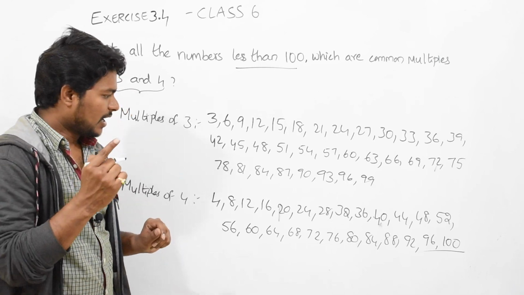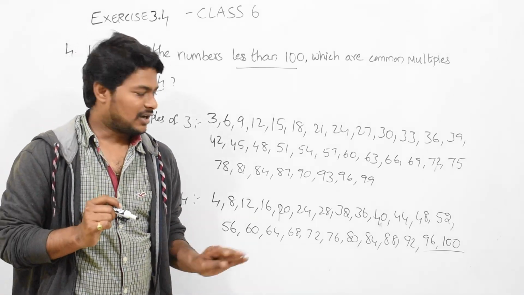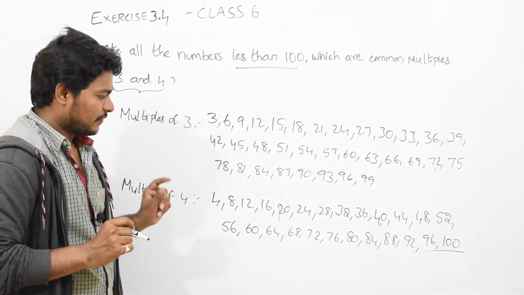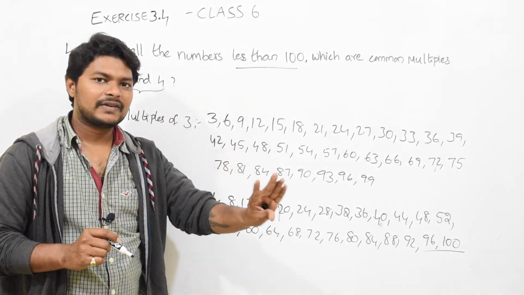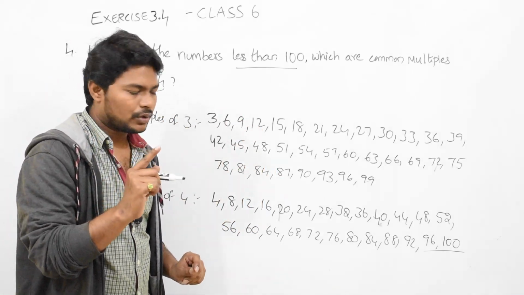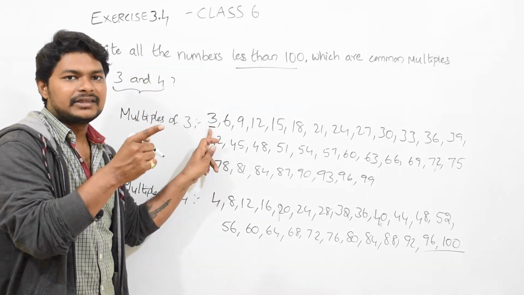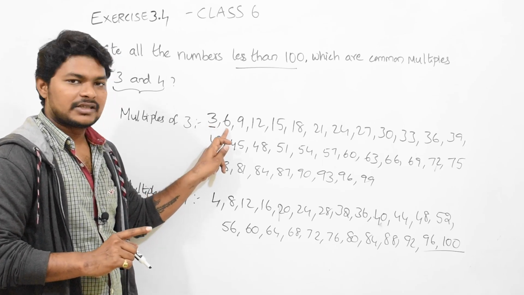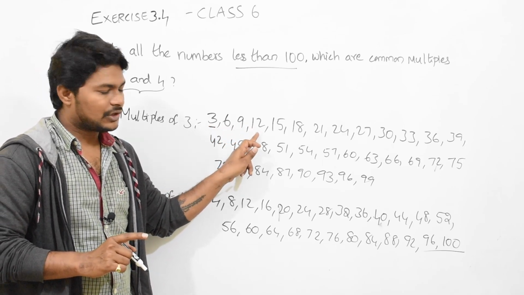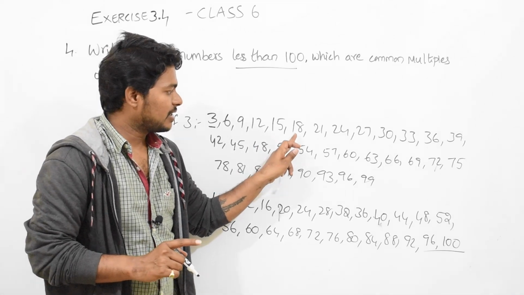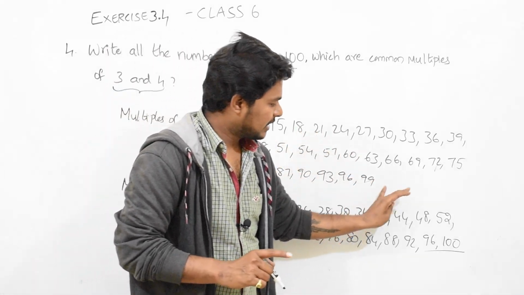I will tell you one shortcut for how I have written this with such speed. First thing, if you know the tables, you will definitely write it very fast. If you don't know the tables, first write 3, then keep on adding 3 to it. 3 plus 3 is 6, 6 plus 3 is 9, 9 plus 3 is 12, 12 plus 3 is 15, 15 plus 3 is 18, 18 plus 3 is 21, and so on till the end.